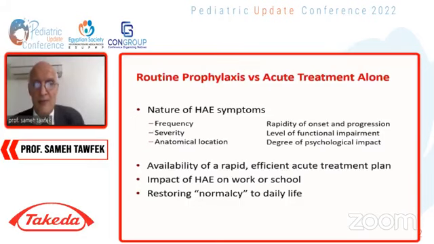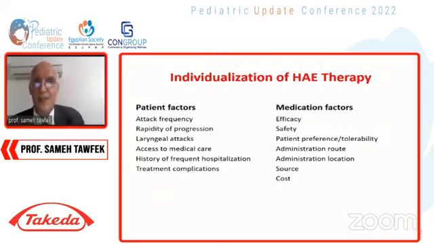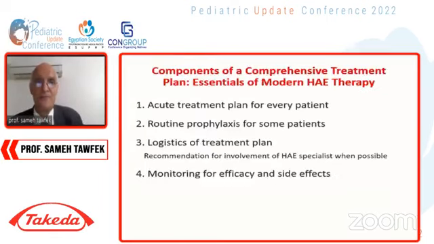Restoration of normal daily life. Individualization. Management of hereditary angioedema should be individualized. Patient factors: attack frequency, rapidity of progression, laryngeal attacks, access to medical care, history of frequent hospitalization, and treatment medications. Regarding the medication factors: efficacy, safety, patient tolerability, route of administration, location of administration, sources, and cost. These are the factors which concern the medications.